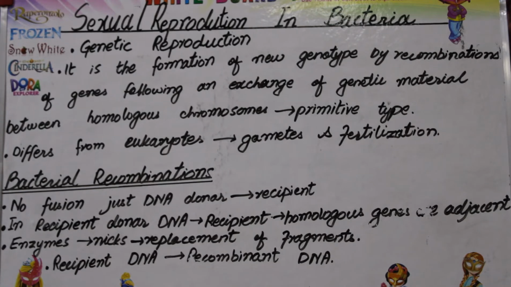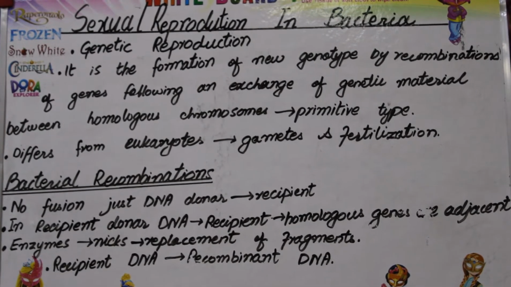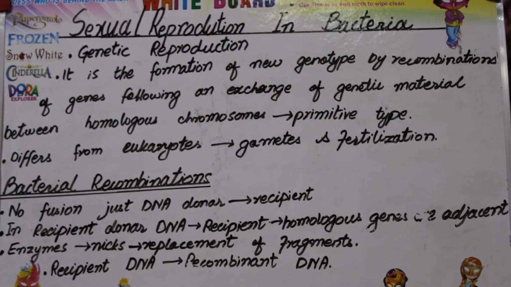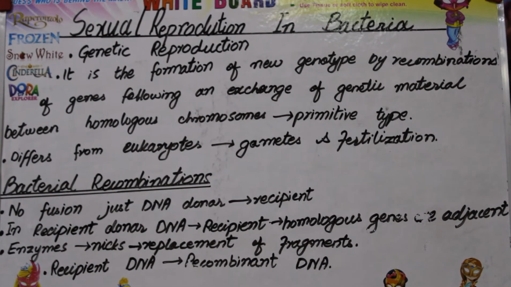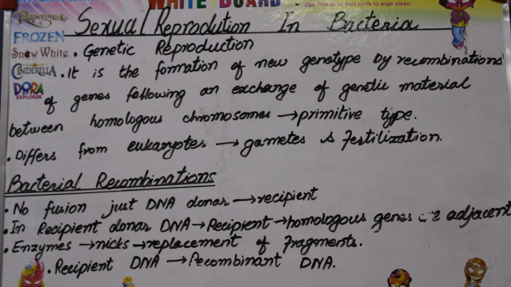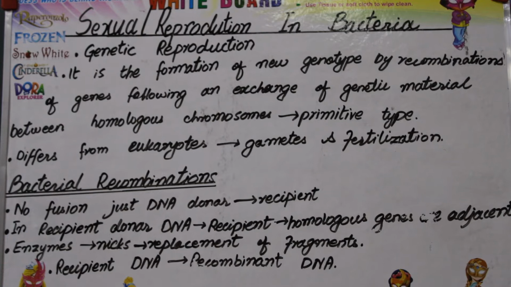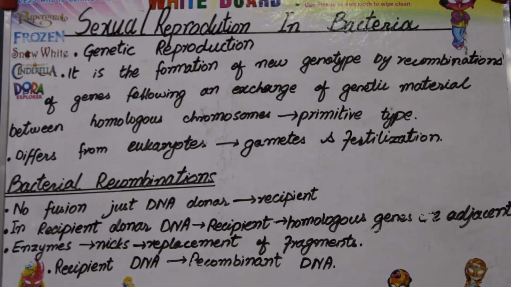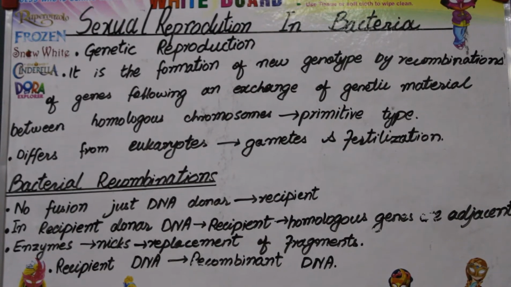As you know, sexual reproduction is that type of reproduction in which two parents or two cells are involved, and they exchange their genetic material. In this way sexual reproduction takes place. So this is genetic recombination. The first word which comes to mind when you hear the word sexual is genetic recombination or genetic reproduction.